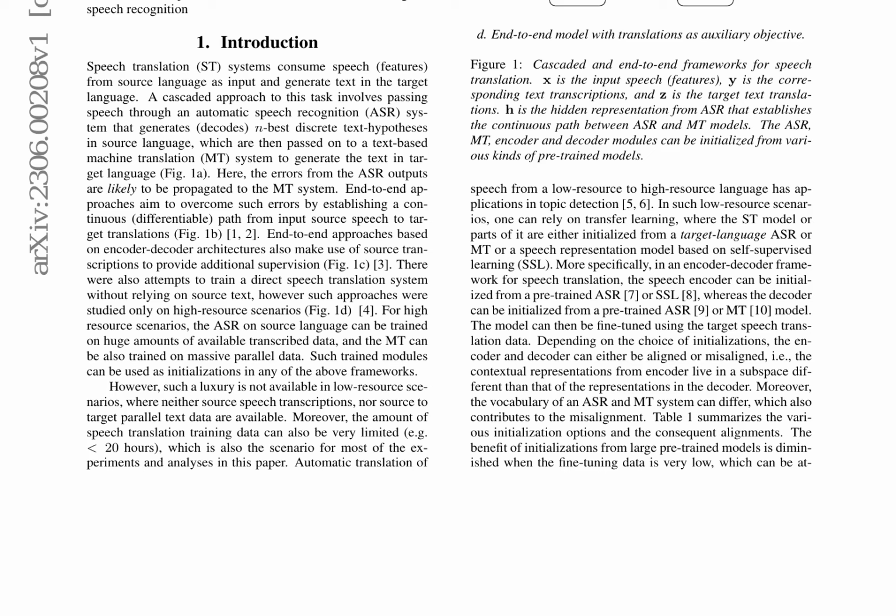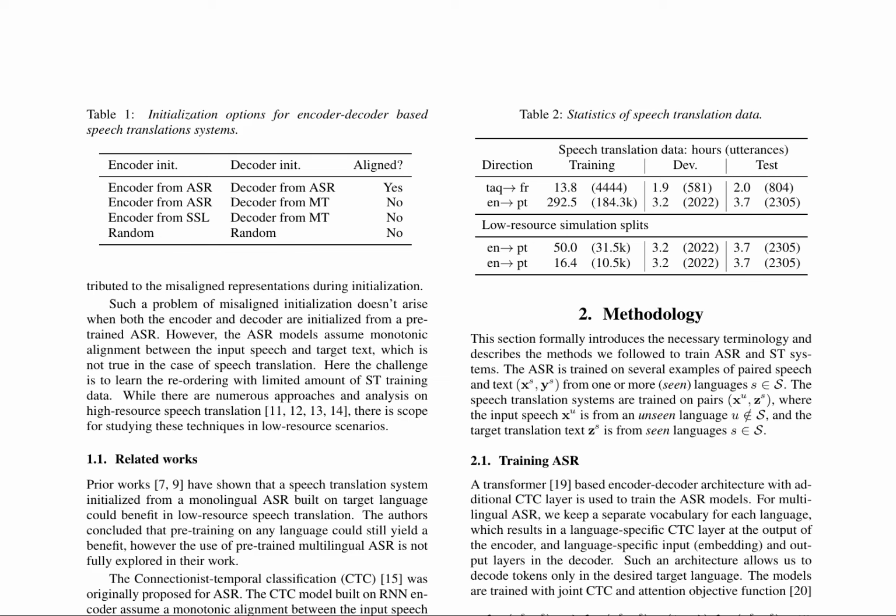systems. The ASR is trained on several examples of paired speech and text from one or more seen languages. The speech translation systems are trained on pairs of input speech and target translation text, where the input speech is from an unseen language and the target translation text is from seen languages.